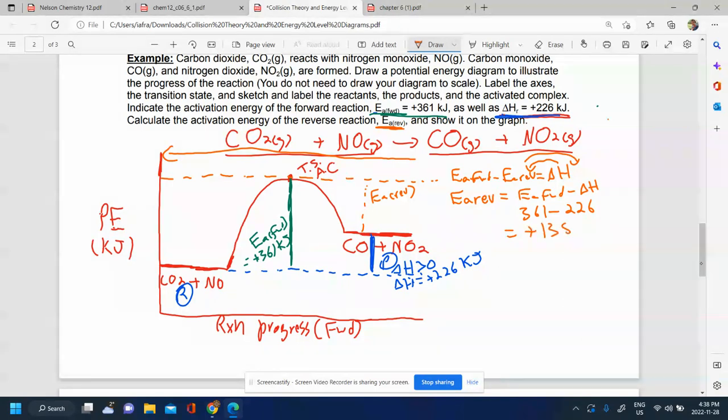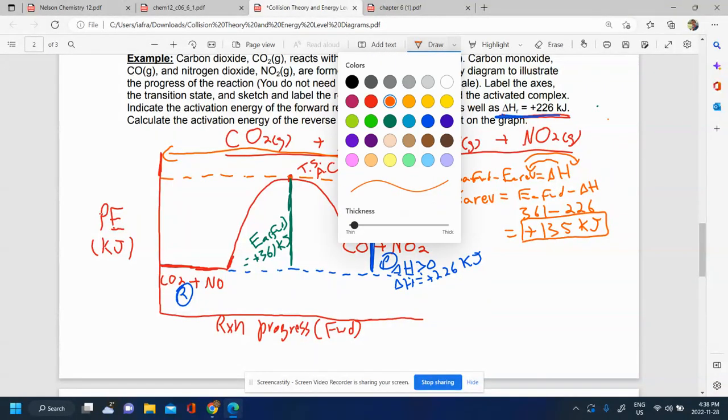Positive 135 kilojoules. So the EA reverse is positive 135 kilojoules. So a lower EA than the EA forward in this situation. So let's just make sure we have everything. Let's double check everything here.